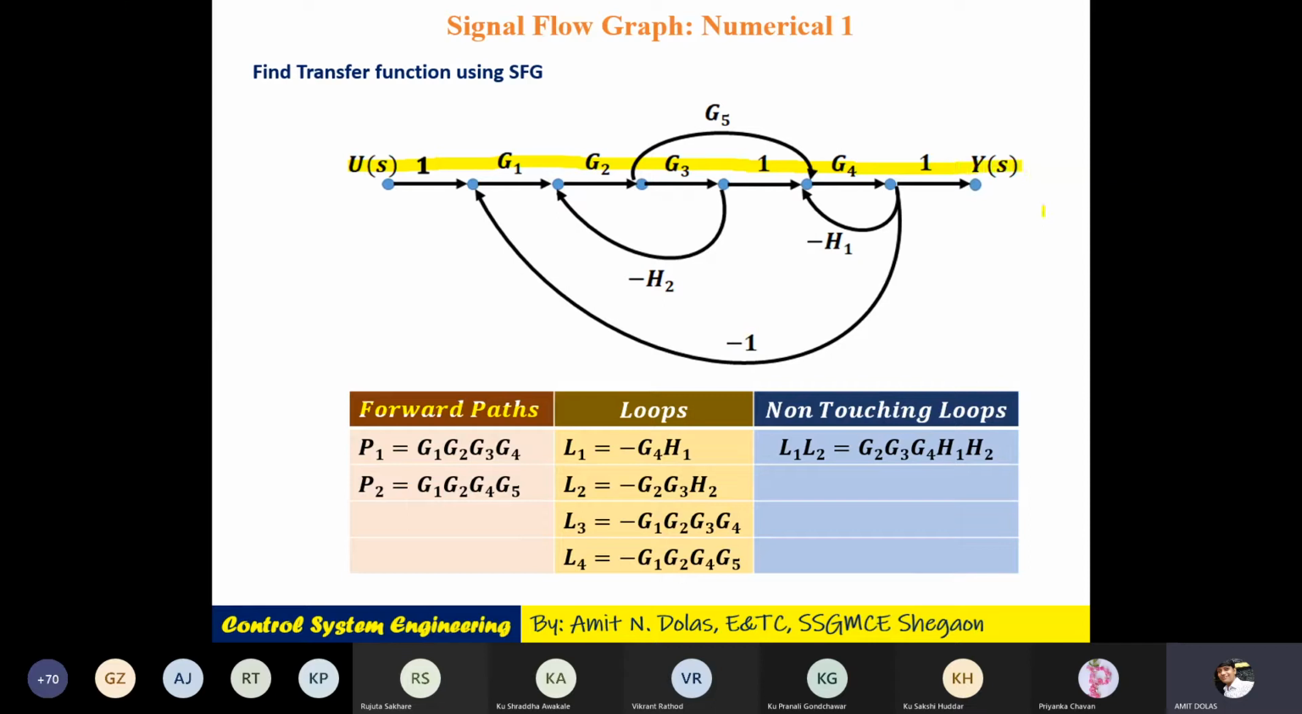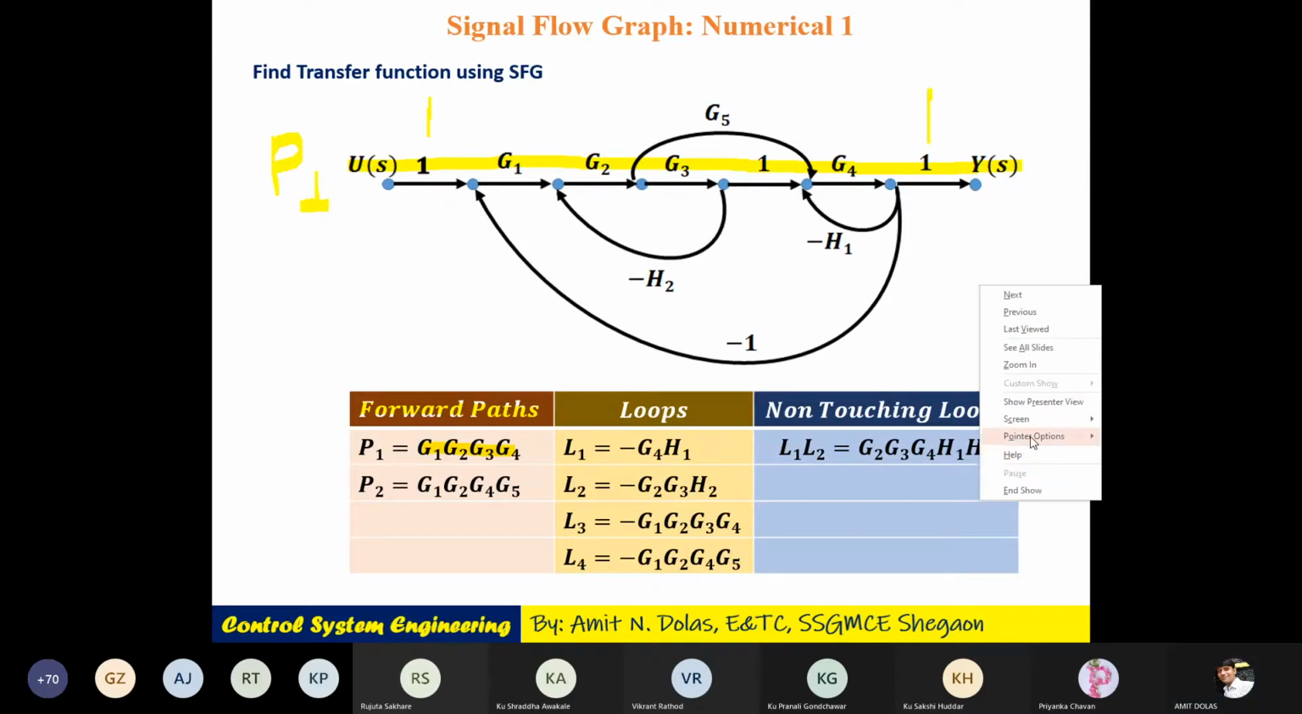We have to go from input to output, and we have to see by how many paths we can go. It is like a highway or a road map. So I will mark this path with the name P1. P1 is G1, G2, G3, G4. Of course, the 1s are multiplied, so it remains the same.